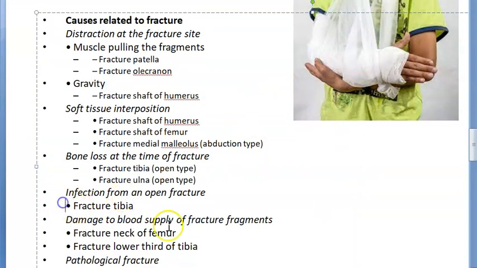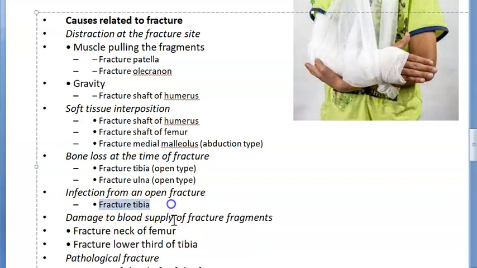Then coming to infection: open fracture, especially fracture of tibia. Open fracture, we already know this. Infection can happen, osteomyelitis. Acute osteomyelitis can happen in any open fracture for that matter, right?